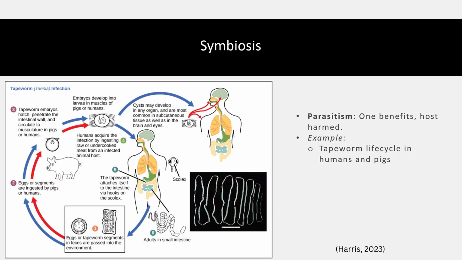Finally, we have parasitism, where one species benefits and the other is harmed. Tapeworms are an example of this. We see them in dogs and cats all the time, but they're also in other organisms. The tapeworm benefits because it's getting nutrients, but it's doing so at the detriment to the host. In most cases, parasites don't want to kill their host because then they lose their benefit, but they will usually make them pretty sick.